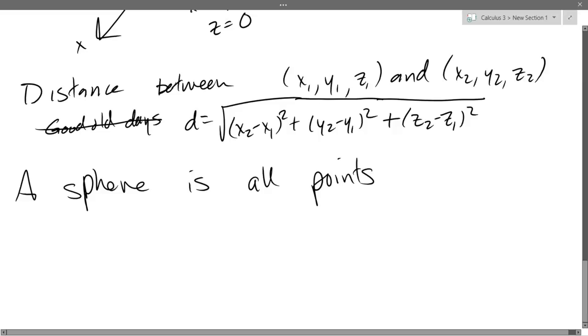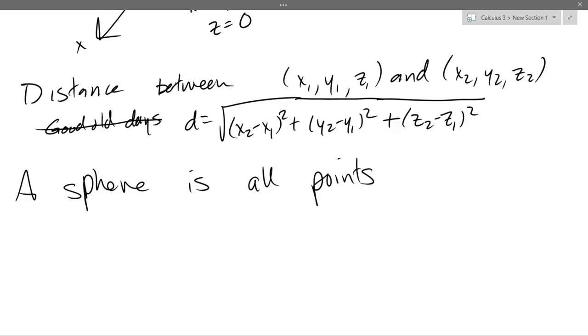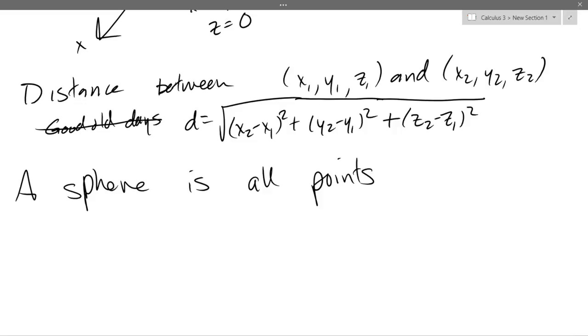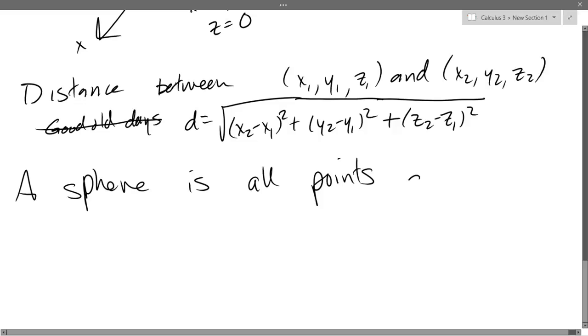So for a sphere, we need two things. We need a center and a radius. So using those two words, center and radius, can anybody complete this sentence? You can use other words too. A sphere is all points a certain distance, the radius, from the center. So our distance will be r, the radius. So it'll be all points distance r.